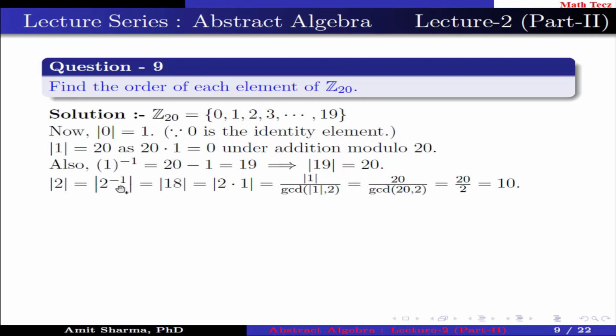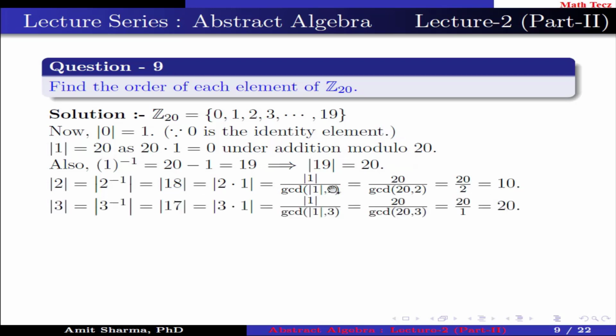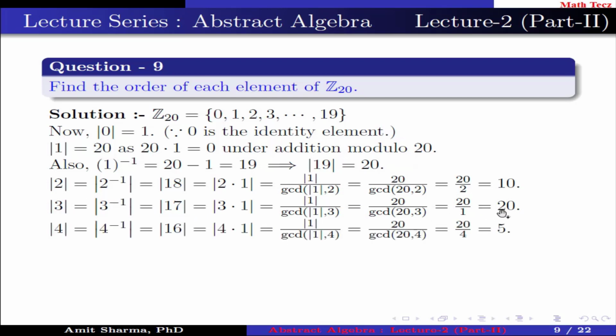Next is order of 2 equal to order of 2 inverse. Now what is 2 inverse in Z20? 2 inverse is equal to 18, means order of 2 is equal to order of 18, which can be calculated as 10. Next is order of 3 equal to order of 3 inverse. Now what is 3 inverse in Z20? Which is equal to 17, means order of 3 is equal to order of 17, which is equal to 20. Next is order of 4 equal to order of 4 inverse. Now what is 4 inverse in Z20? It is equal to 16, means order of 4 is equal to order of 16, which is equal to 5.